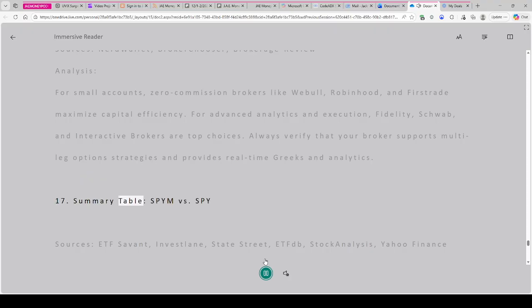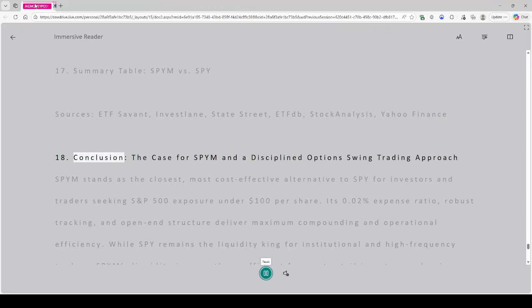17. Summary Table, SPYM versus SPY. Sources, ETF Savant, InvestLane, State Street, ETFDB, Stock Analysis, Yahoo Finance. 18. Conclusion, the case for SPYM and a disciplined option swing trading approach.